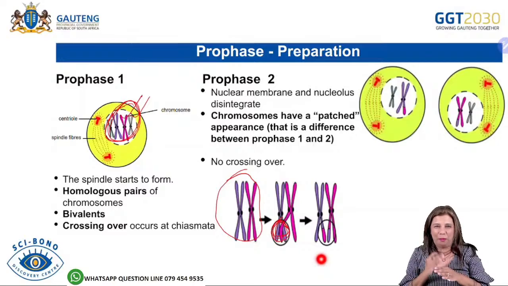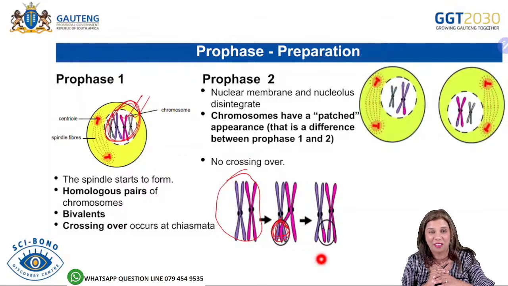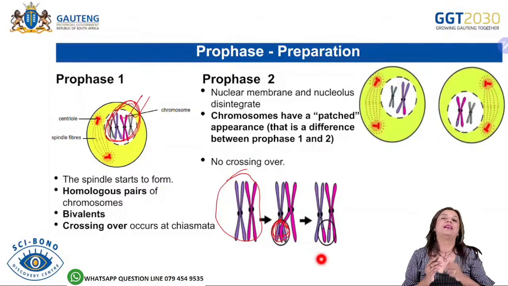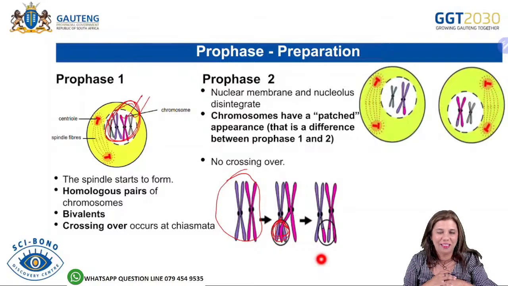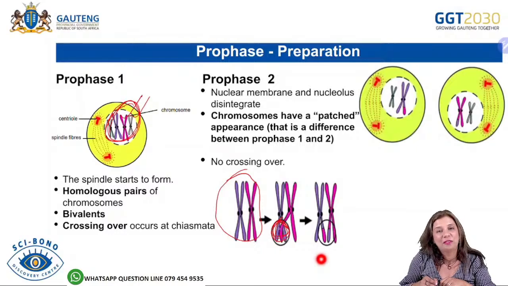Now the point at which they touch is called the chiasma. Don't forget that word. They like to ask that terminology. So whether it's in give the correct biological terminology, or multiple choice questions, or even in answering diagrams on meiosis, they like to throw that sometimes in about the chiasma. So the point of the contact is called the chiasma. And you know what happens?